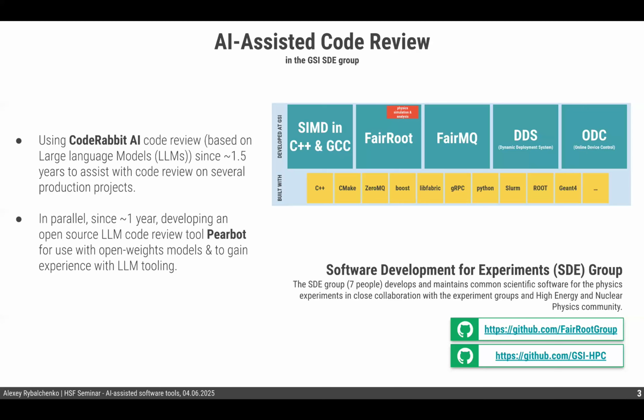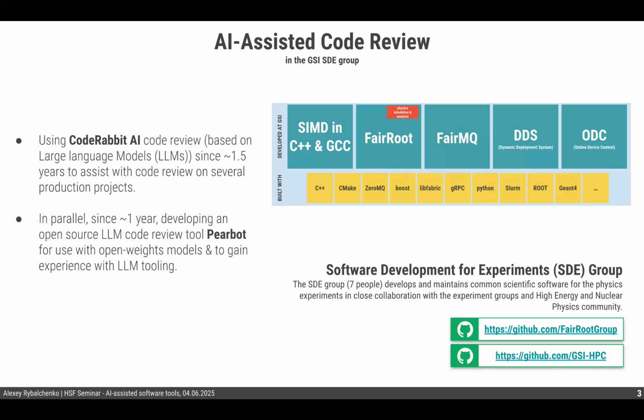In our group, we have 7 people, and we maintain multiple projects that you can see on the right. Most of them are in C++, some are in Python, so it's kind of a wild mix. Most of them have more than one developer, but there are some exceptions where there's a single developer, and it can be really beneficial to have code review assistance.